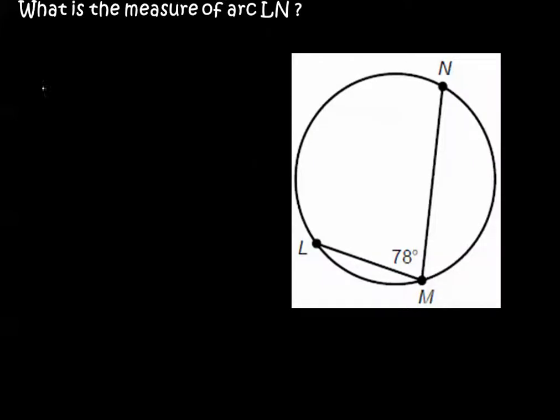What is the measure of arc LN? Same thing. If you look right here, the angle is 78. If I say 78 times 2, that's going to give me the measure of my arc. Well, let's do some mental math here. 7 times 2 is 14. 8 times 2 is 16, right? Well, let me see. 2 times 70 is 140 plus 16.